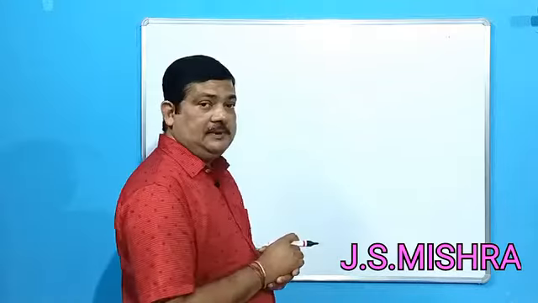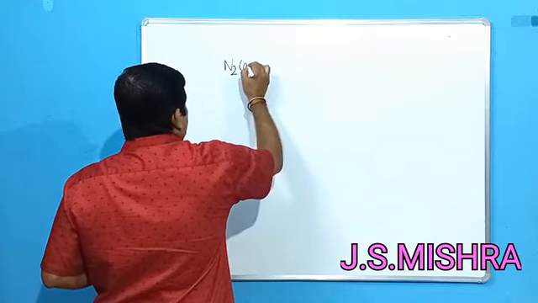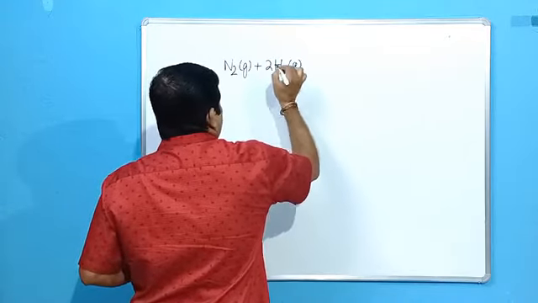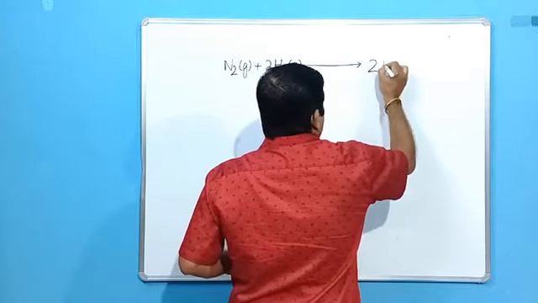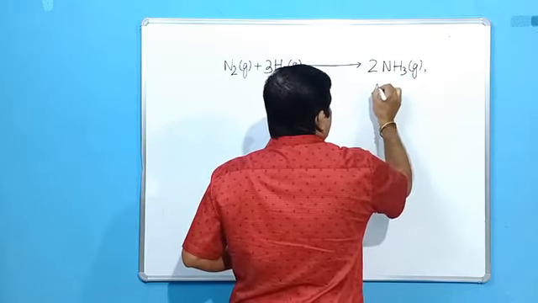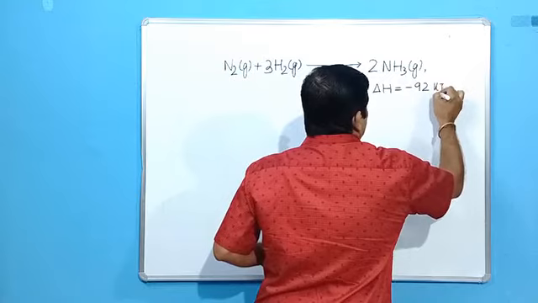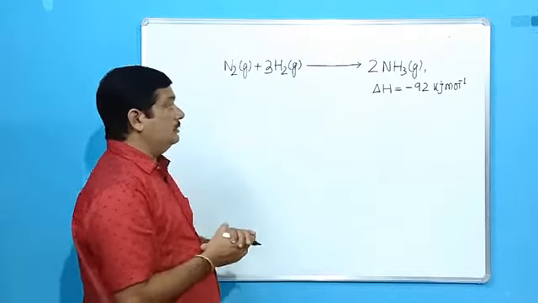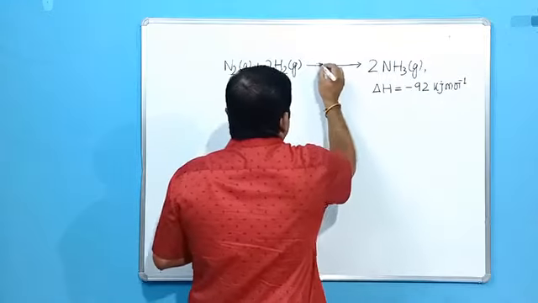So once again we will summarize. Suppose we write the Haber's process, that is N2, nitrogen gas, reacts with 3H2 gas. It gives rise to 2 NH3 gas. For this, I have written that del H is equal to minus 92 kilojoule per mole. That means it is an exothermic reaction. Then the conditions used here are 200 atmospheric pressure.